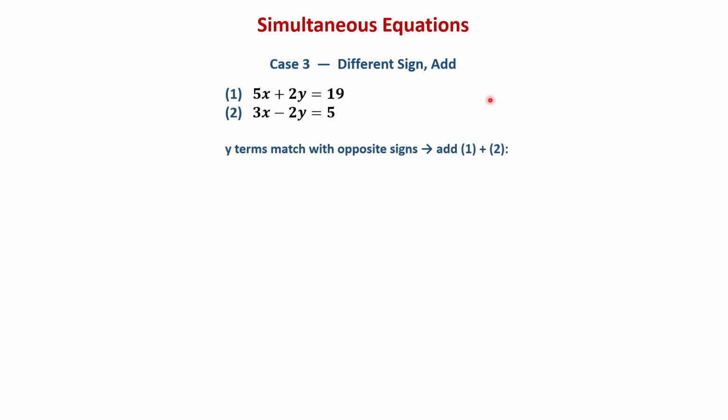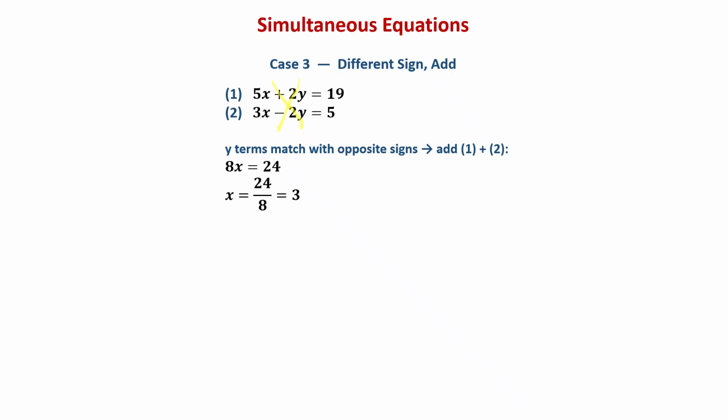5x plus 3x is 8x, and plus 2y. Add minus 2y will cancel. So you'll have 8x equal 19 plus 5, which is 24. Do you get that? Because these two are equal, so they will just cancel each other when you add them. So 5x plus 3x is 8x, 19 plus 5 is 24. That means x is 3 because 8 times 3 is 24.